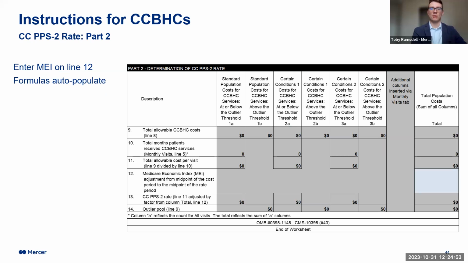All right, then the second part of the PPS2 schedule is the rate breakdown. For all populations, really what needs to be entered is the Medicare Economic Index figure on line 12. I will show you how to calculate that in a minute, but all that needs to be entered on the PPS2 rate schedule are the charge information and the Medicare Economic Index factor. And then the rates will automatically calculate, and the outlier pools, which will be the amount over the outlier threshold, will be automatically calculated.